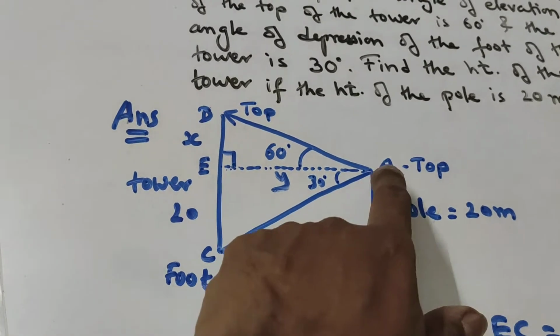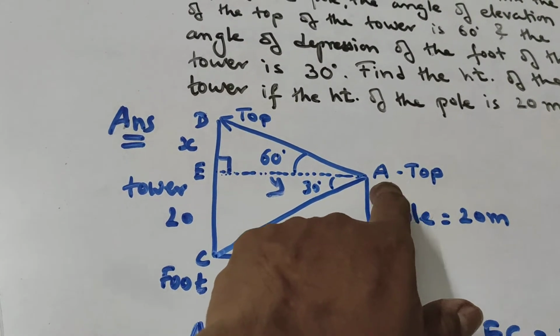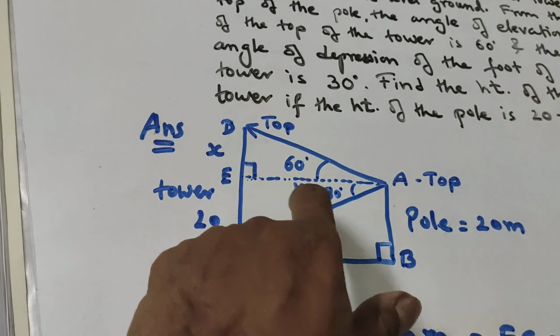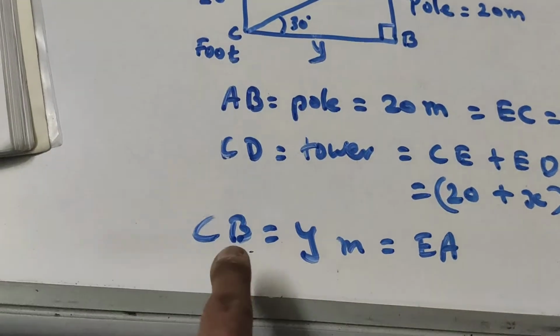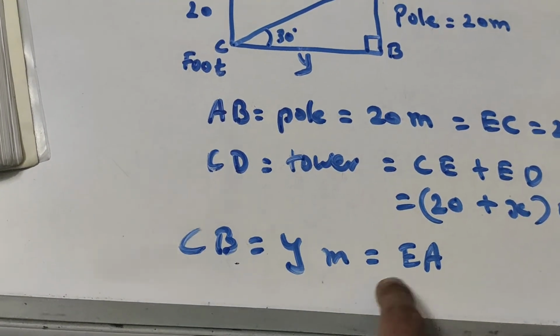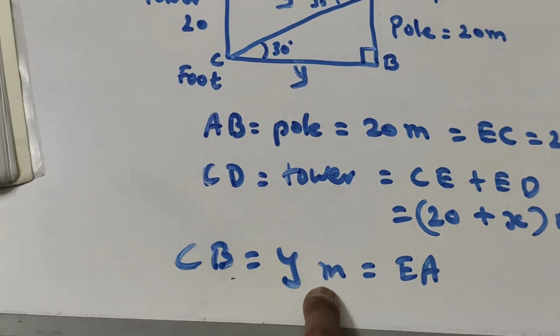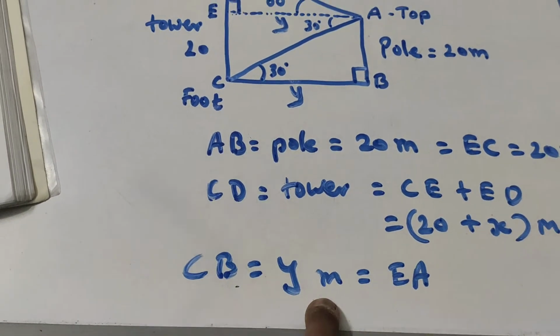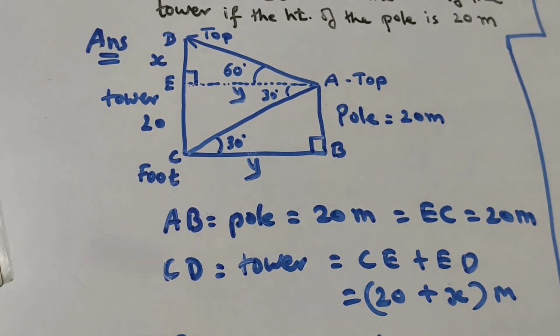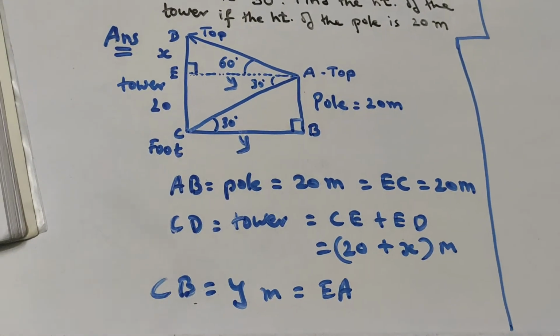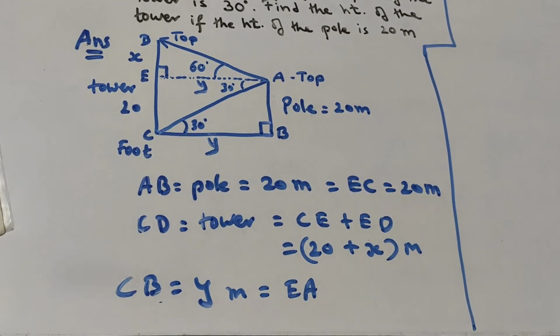So that means from point A to point E is also going to be y meter. So we write here CB is equal to y meter is equal to EA. So EA is also y meter and CB is also y meter. This is going to be useful in the tan theta formula. Let us work it out with the tan theta.